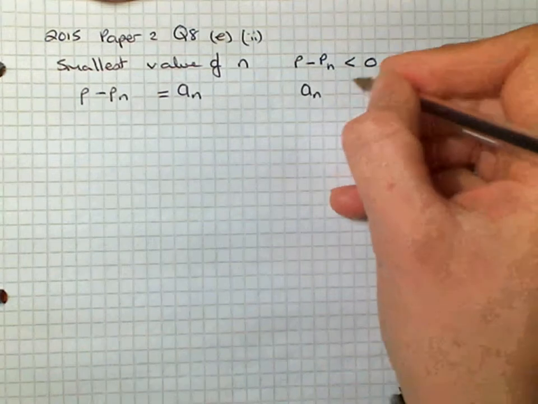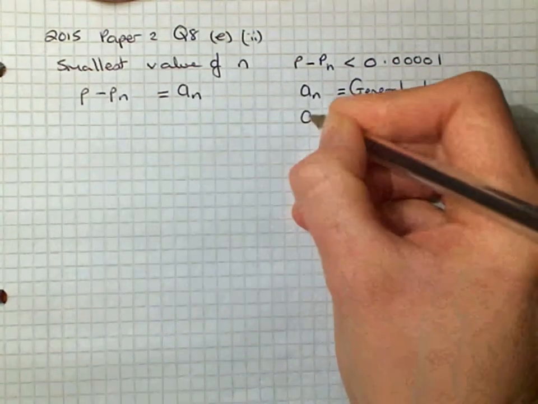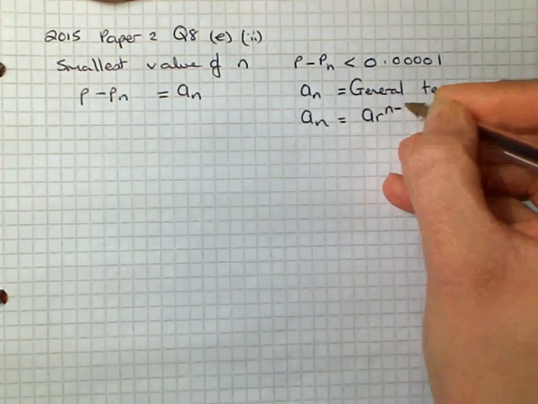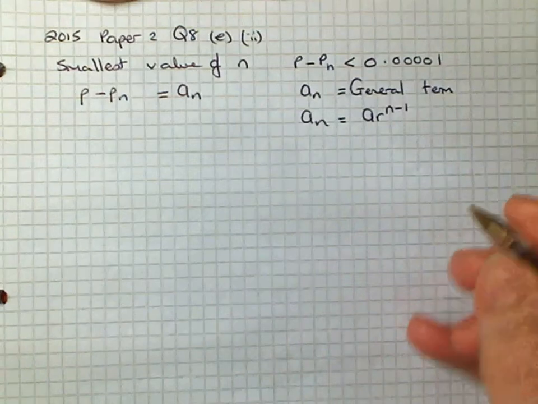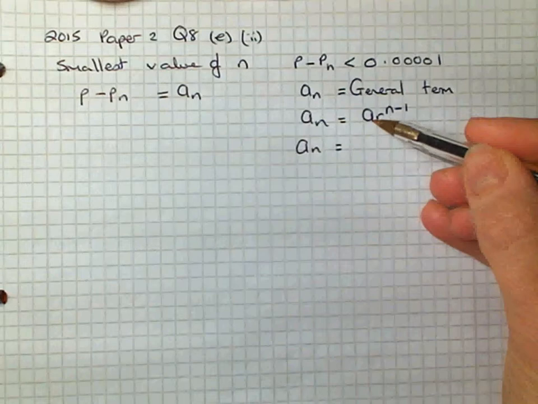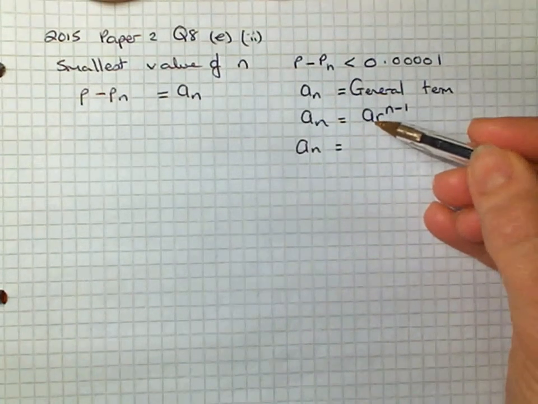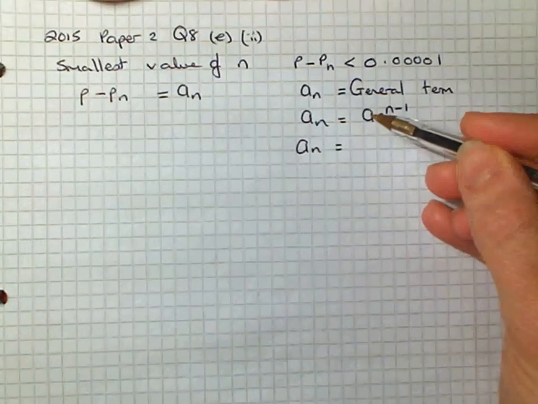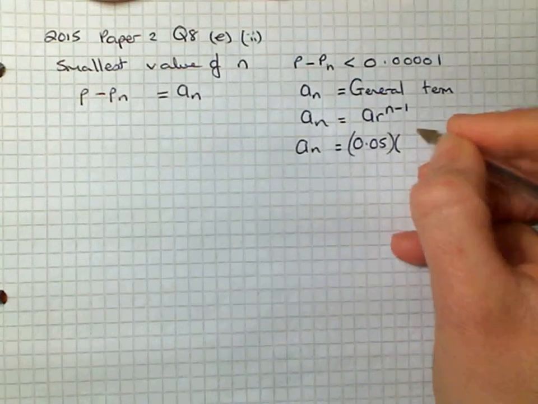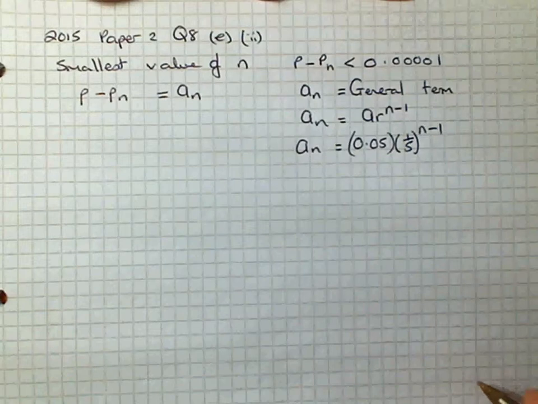So if it's a geometric progression and it's the general term, then we know that the general term of a geometric progression is a by r to the power of n minus 1. Now, from the end of E part 1, we found the first couple of terms of the geometric progression, and a is the first term, which we find to be 0.05 by r, which we know is a fifth to the power of n minus 1.